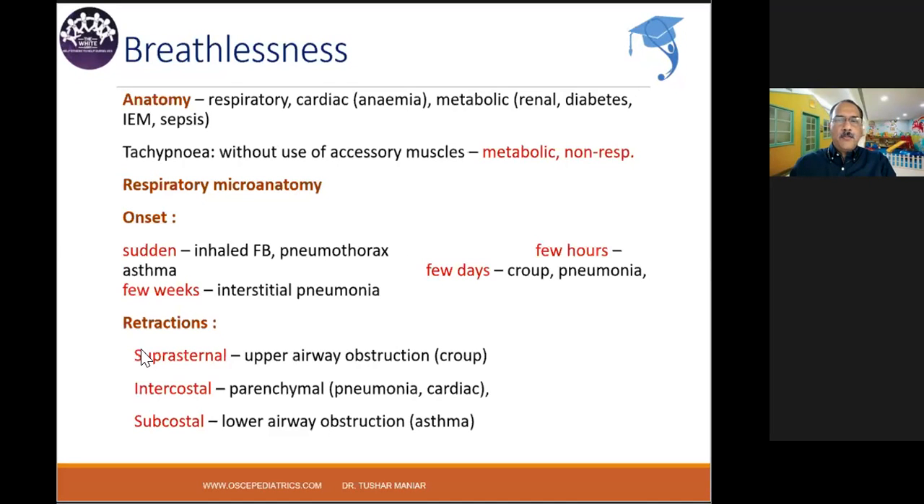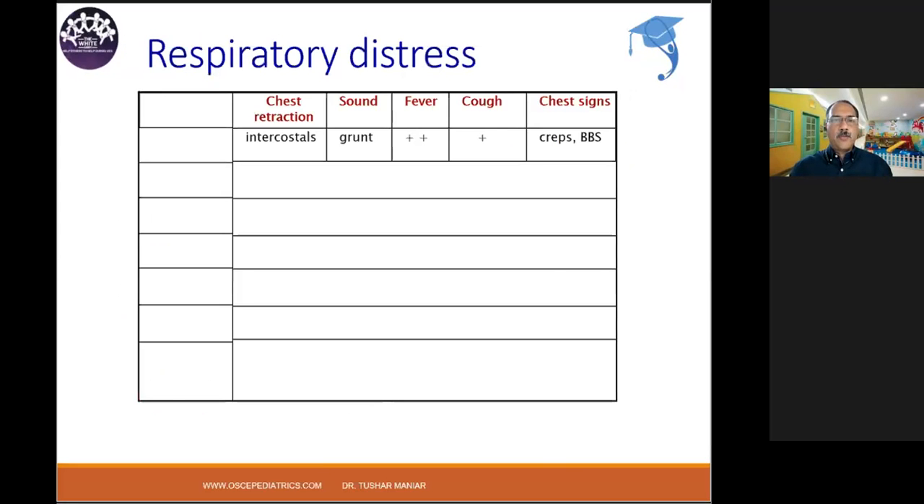Now, this is an important part that I wanted to share with you. If there are suprasternal retractions, you think about upper airway problem. If there are intercostal retractions, then you think about parenchymal problem, which could be secondary to either a lobar pneumonia or a cardiac cause. But if you have a subcostal retraction, then you think of asthma or bronchiolitis. So this is your anatomical localization depending upon what signs you see on your respiratory examination.